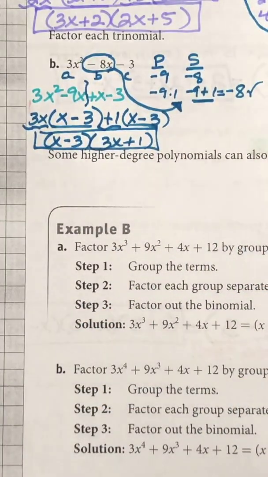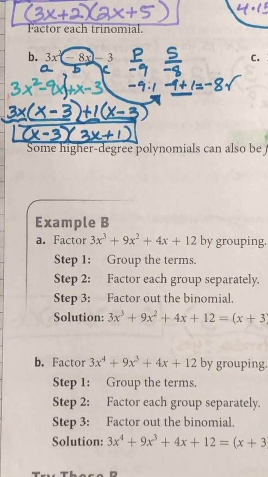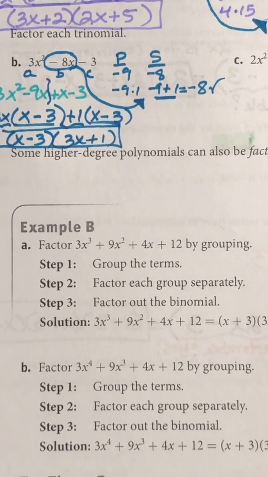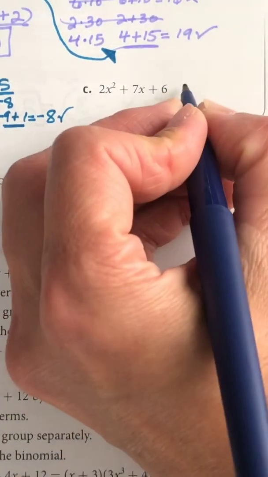Easy peasy lemon squeezy, just a little bit of work to add to it, but it's what we were reviewing at the beginning before we even started into the book. So this is still review. None of this is new yet. 2x squared plus 7x plus 6. All right, let's try it.